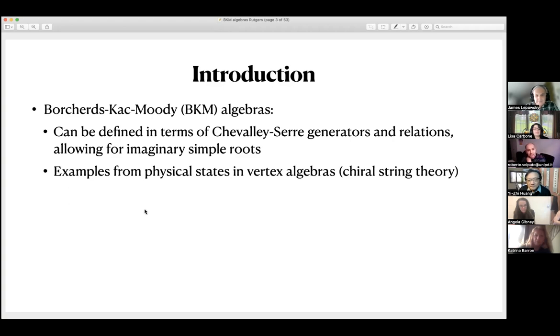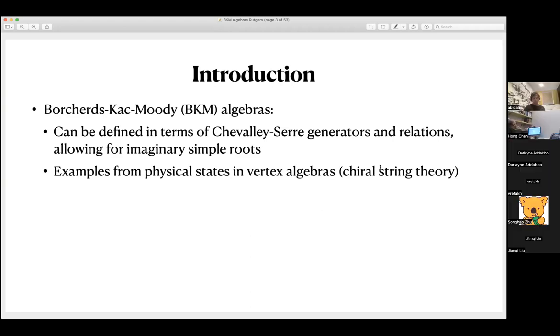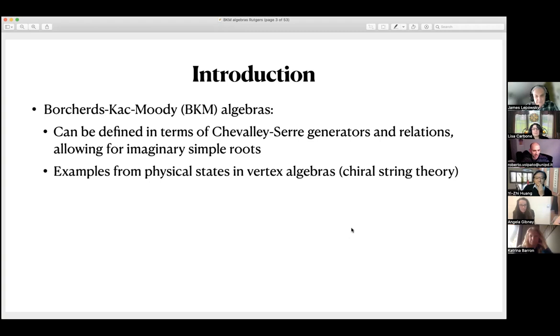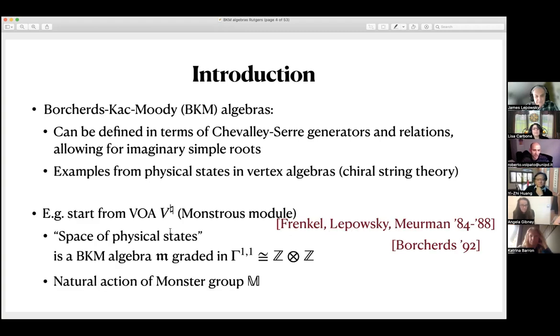There are actually other nice ways to construct and define Borcherds-Kac-Moody algebras. One of them is particularly interesting, and it starts essentially from vertex algebras, and it uses some machinery borrowed, if you want, from bosonic string theory, or some chiral version of bosonic string theory. I will give you more details about the construction later on, but just to be very sketchy, one starts from a suitable vertex operator algebra.